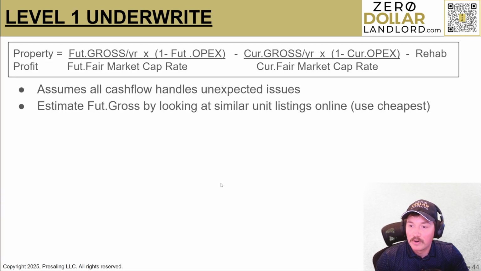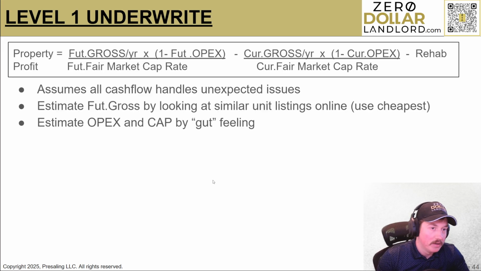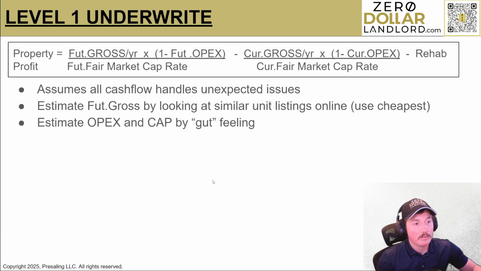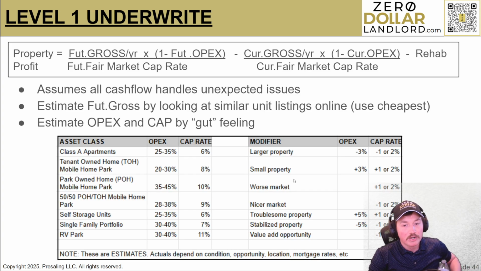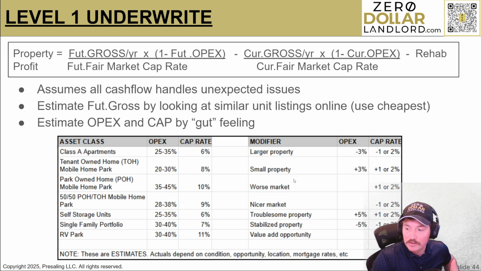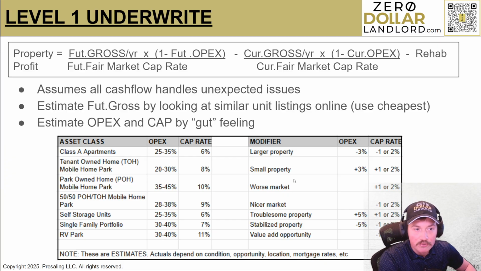Estimate your future gross too, by the way, by looking at similar units online, and you're going to want to be pessimistic, so use the cheapest. And you're going to estimate your OPEX and cap rate just kind of by gut feeling. I've got a table for that right here. So take a quick look at this real fast. This is just general guidelines on what numbers to use if you're looking at something.